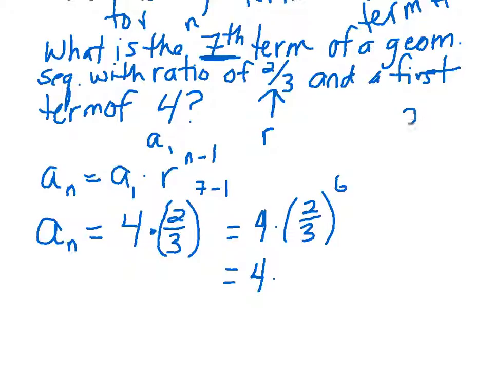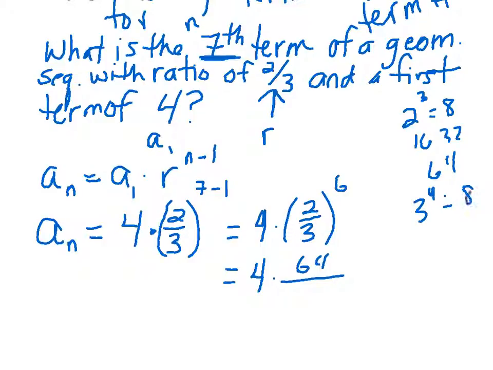2 to the 3rd is 8. 16, 32, so that's going to be 64. And 3 to the 6th, I have no idea. I know 3 to the 4th is 81 times 3. That's 3 to the 5th times 3 again. 9, 12, 729. Wow, that's a big number.